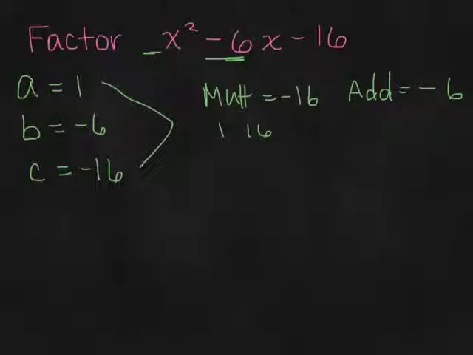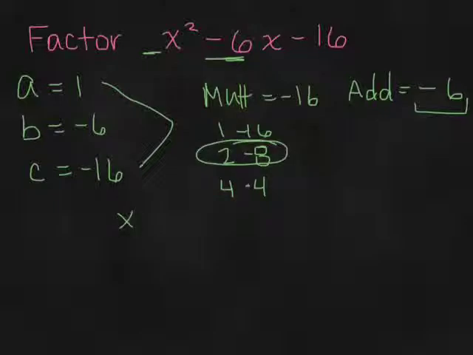1 and 16 multiply to get positive 16. 2 and 8, and 4 and 4. Those are the only numbers. Now to multiply to get negative 16, I know that one needs to be negative and one needs to be positive. And to add to get a negative, I know that my bigger number needs to be negative. So my numbers that work are 2 and negative 8.